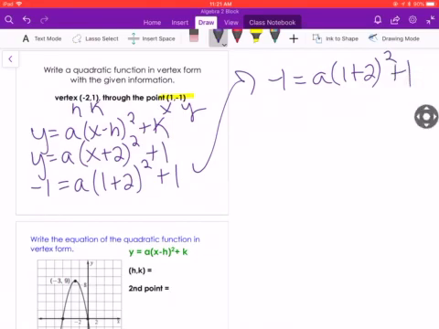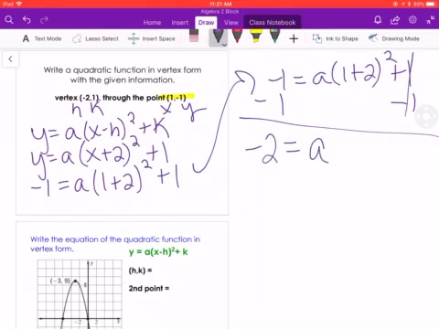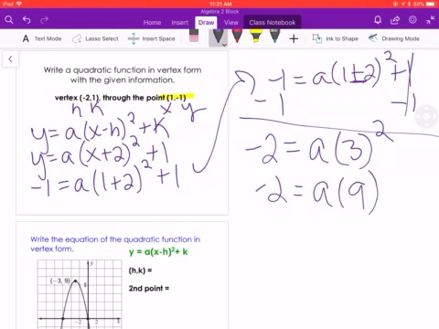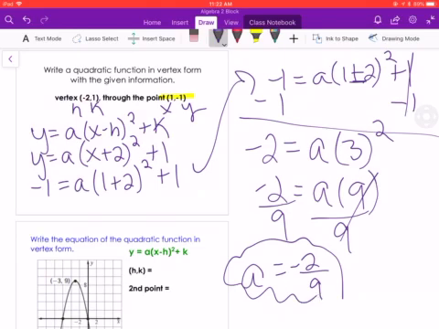Take this up here. -1 equals a times 1 plus 2 squared plus 1. So if I wanted to solve for A, I'm going to start by subtracting 1 on both sides to get rid of this 1 over here. So you get -2 equals A. Then I'm going to combine 1 plus 2 in here is 3. 3 squared then is 9. And divide by 9 on both sides. And you're going to end up with -2/9. So A equals -2/9. So this is your A value.